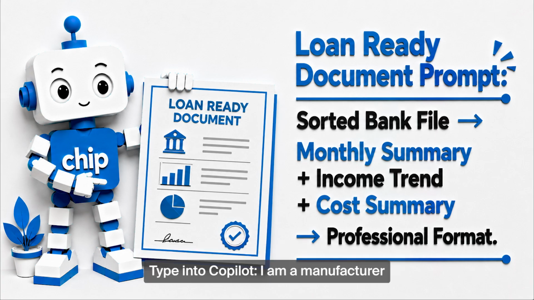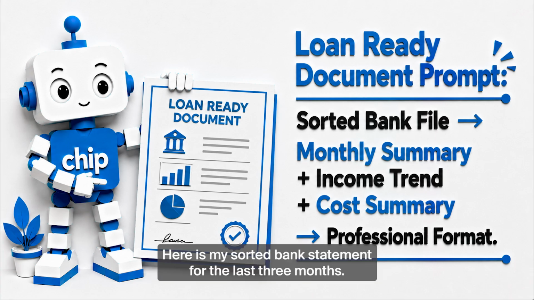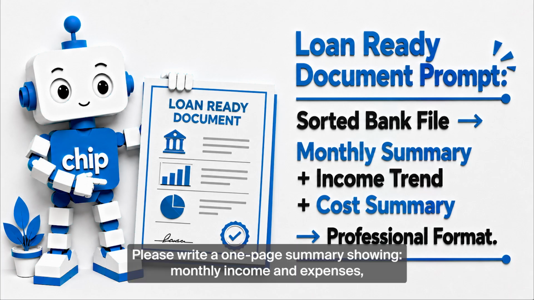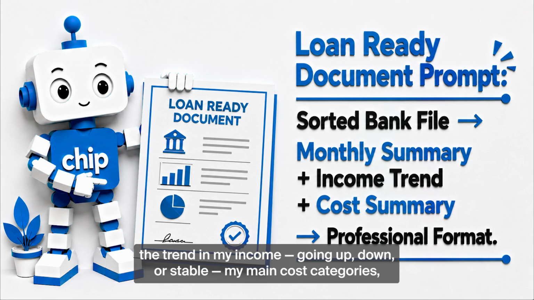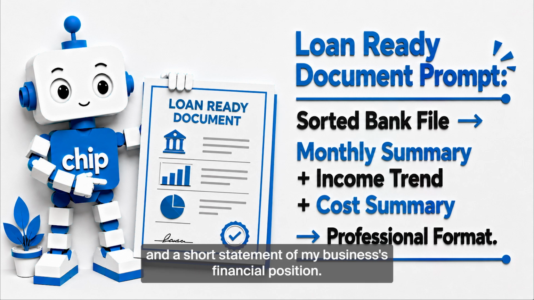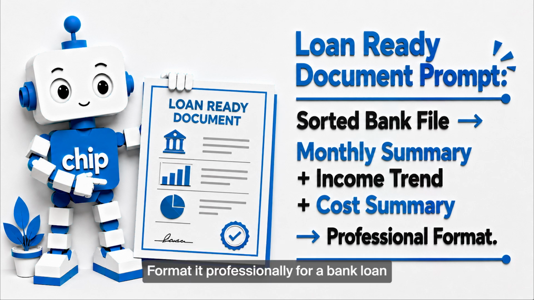Type into Copilot: I am a manufacturer in India applying for a business loan. Here is my sorted bank statement for the last 3 months. Please write a 1-page summary showing monthly income and expenses, the trend in my income going up, down, or stable, my main cost categories, and a short statement of my business's financial position. Format it professionally for a bank loan officer to read in 20 minutes.